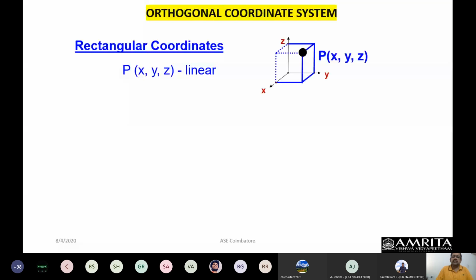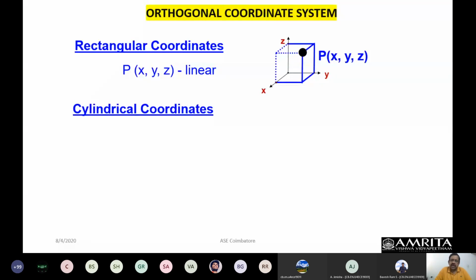We know that in rectangular coordinates, all three coordinates are linear. This is well known, and this is how we visualize a point. Now if I go to cylindrical coordinates, I have a cylinder. I want to describe a point in space. Imagine a cylinder. I want to describe a point located on the surface of a cylinder. A cylinder has a radius. We know it. And radius is a linear quantity. Therefore, one of the coordinates can be the radius itself.